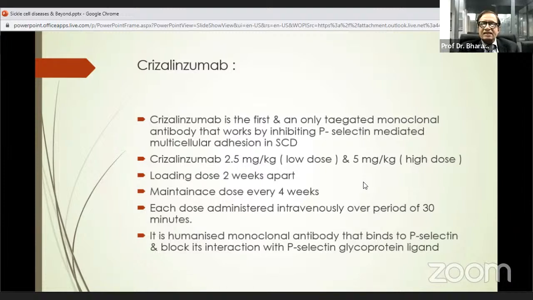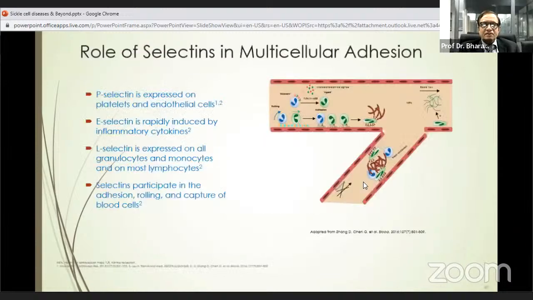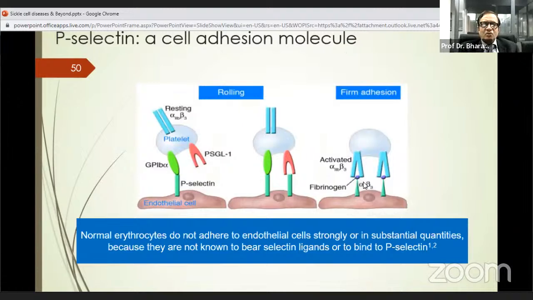its interaction with P-selectin glycoprotein ligand. P-selectin is expressed on platelets and endothelial cells, and that shows the role of selectin in multicellular adhesion. Normal erythrocytes do not adhere to the endothelial cell strongly and in substantial quantity because they are not known to bear selectin ligand or to bind P-selectin.